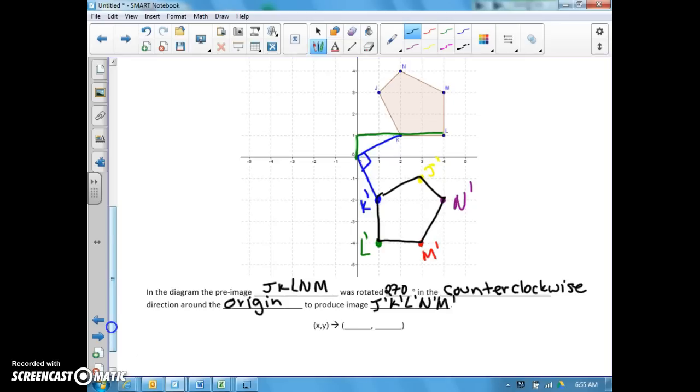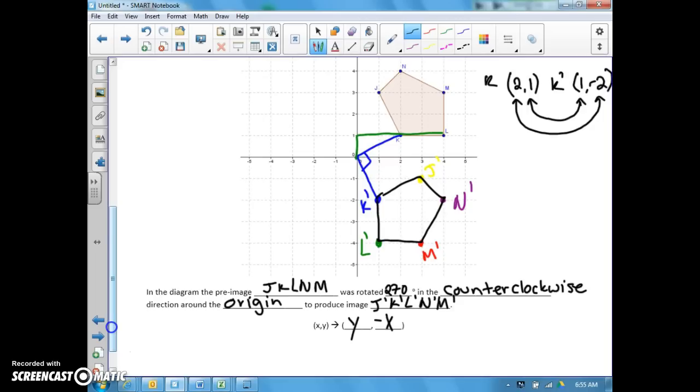Now let's look at the law. K is at 2, 1. K prime is at 1, negative 2. So looking at this, the x value of the image appears to be the same as the y value of the pre-image. So make that y. And the y value of the image appears to be the negation of the x value of the pre-image, negative x.